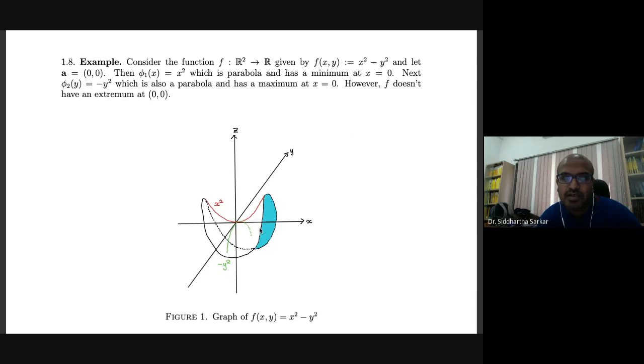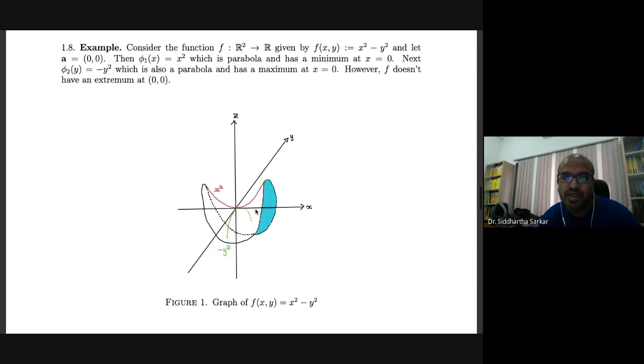Now if you try to do the same, keeping x equal to 0, the function takes the form −y². The −y² graph looks like this, in the green color over here in the graph, and that has a maxima at this point. So both the extrema actually exist at that particular point, the origin. So D1fA and D2fA in this particular case both exist and would be 0, because in one case it is a maxima, in another case it's a minimum.